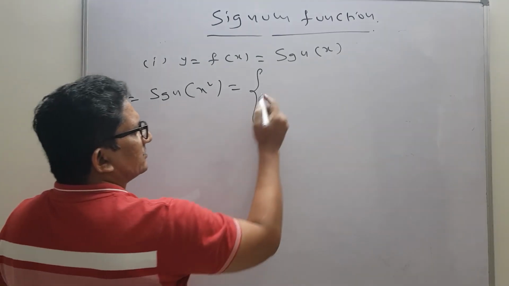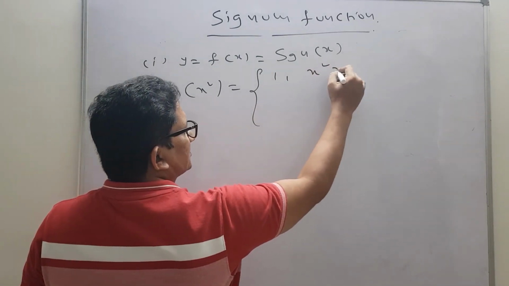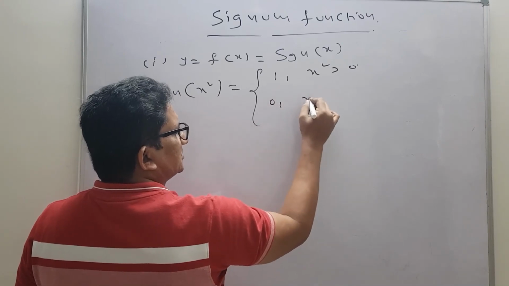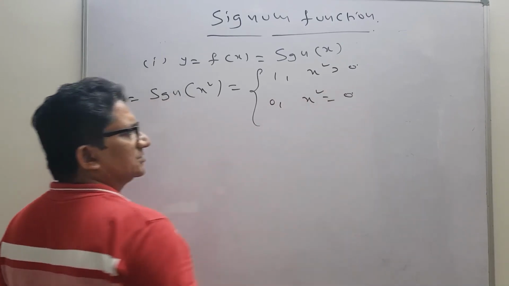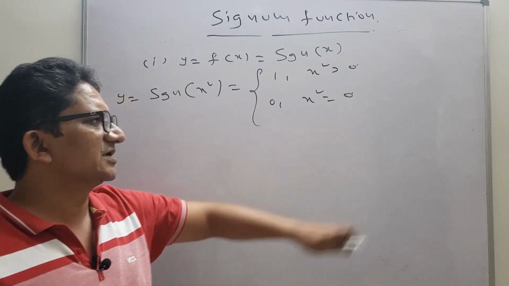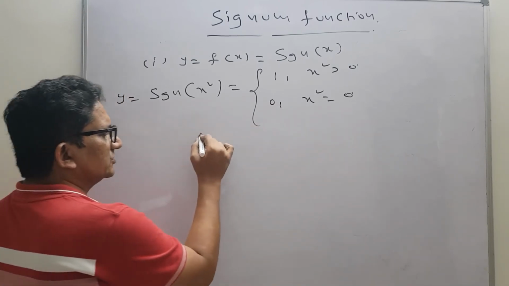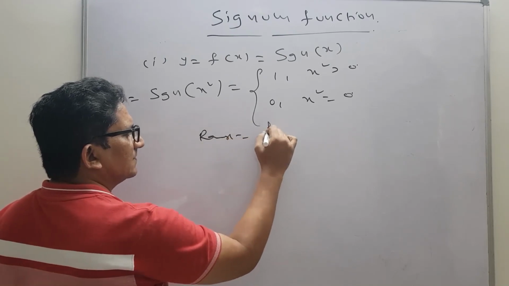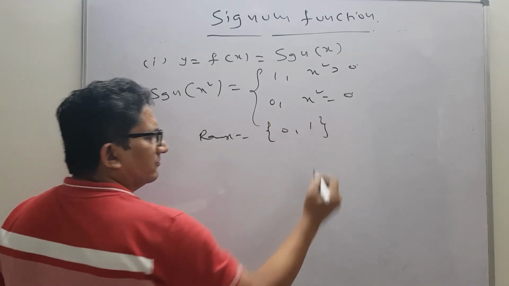Signum of x square will be 1 if x square is greater than 0. It is 0 if x square is equal to 0. Clearly, we know that the third case won't exist because x square cannot be negative. So the range of the function is {0, 1}.